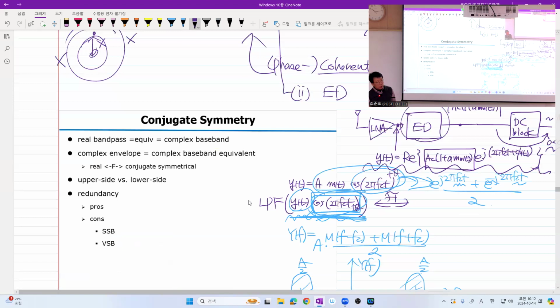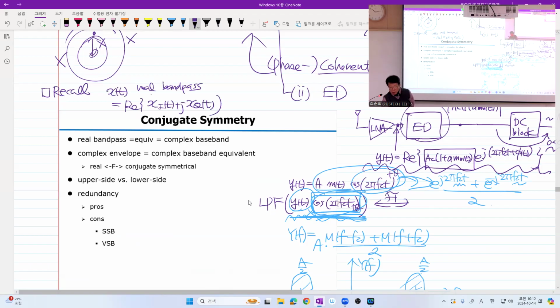When we think about a general real valued bandpass signal, what did we have? Recall that some signal X is real bandpass. What was the most important result? There exists some complex baseband signal that has the real part xi of t and the imaginary part xq of t.